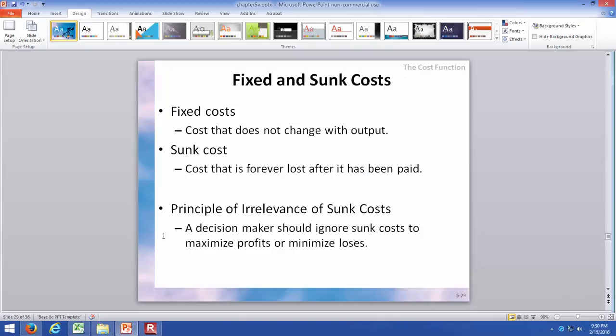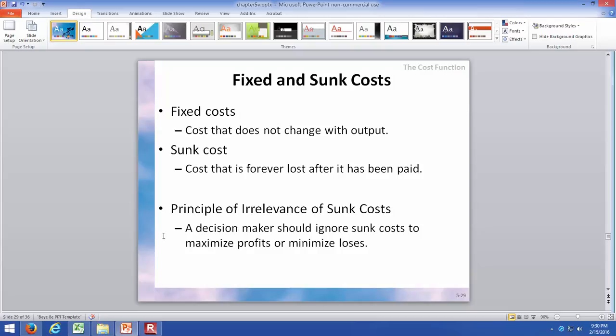So let's look at the fixed and the sunk cost. The fixed cost does not change with the output. And what is a sunk cost? A cost that is forever lost after it has been paid. So as an example, let's say you look at South Coast Hospital. You invested quite a bit of money on an EMR. Now you are changing it for a new EMR. So the new EMR again requires a substantial investment.